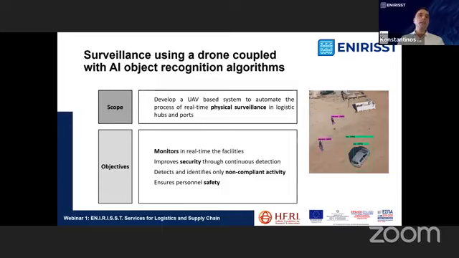system to automate the process of real-time physical surveillance in logistic hubs and ports. The objective of this application is to monitor the facilities in real time. It improves security through continuous detection. It detects and identifies only non-compliant activity and ensures the safety of the personnel that's responsible for securing the hub.